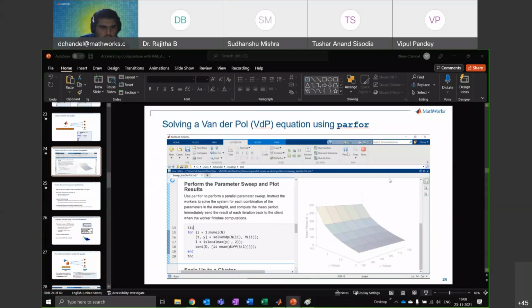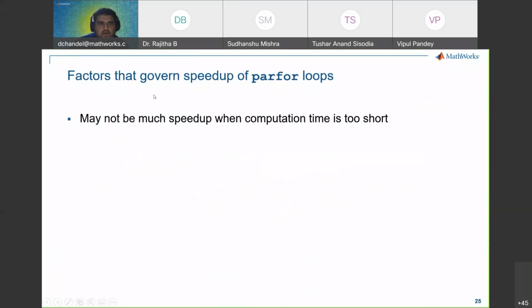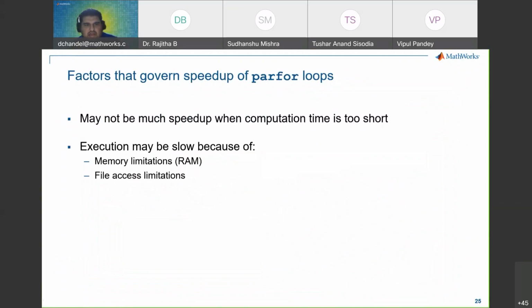Now, let's talk about a few more things. What governs the speedup that you get from parfor loops? One thing is, if the computation time is too short, you will not get much speedup because the single job takes a very short time. If you have RAM limitations or file access limitations, so if your RAM is too small or your hard drive is too slow, then the speed does not depend on your CPU. It will depend on those components which are in shorter supply. That may also slow down parfor loops, especially if you're reading a lot of image files from a rotating hard drive. If you switch to a solid state disk, SSD, then you will get faster processing time, even though the same CPU is there.